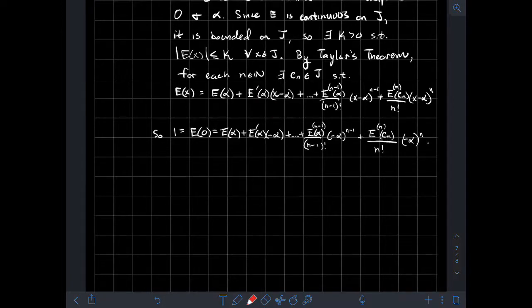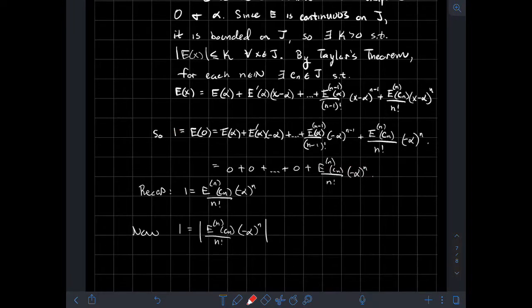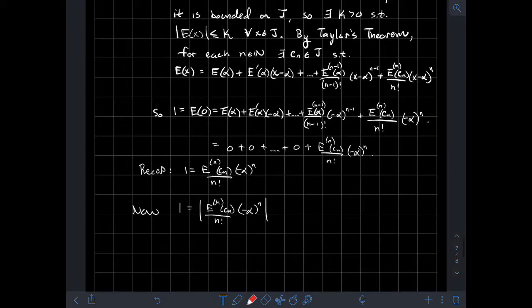And now I'm going to do my little trick that I just noticed, that, hey, by assumption, every single one of these here is 0. And so what do I get? I get that 1 is just equal to this last term at the end, that remainder term from Taylor's theorem. So 1 is equal to that. That's our recap here. Now, since 1 is positive, the absolute value of the right side has to be 1.